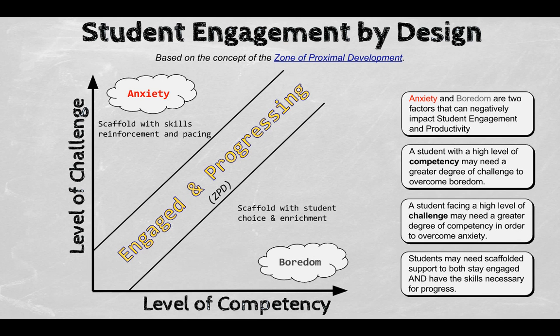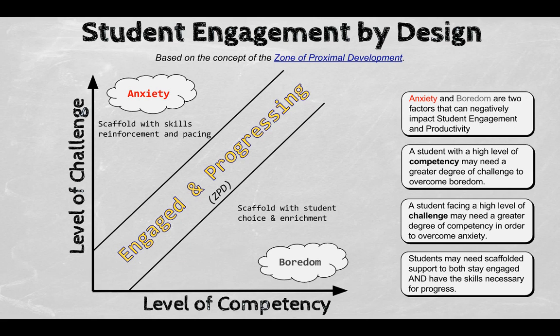If I expand on that idea a little bit, here's another graphic that I've come up with. Looking at when we know where our kids are at with the level of challenge and what they can handle, and we also know their level of competency, we are able to keep them in this zone where they are engaged and progressing. And this is based on the research of the zone of proximal development. If you have kids that are experiencing too much of a challenge, whether it's the pace or they have a low level of competency and they're facing high challenge, you're going to result in kids with anxiety.